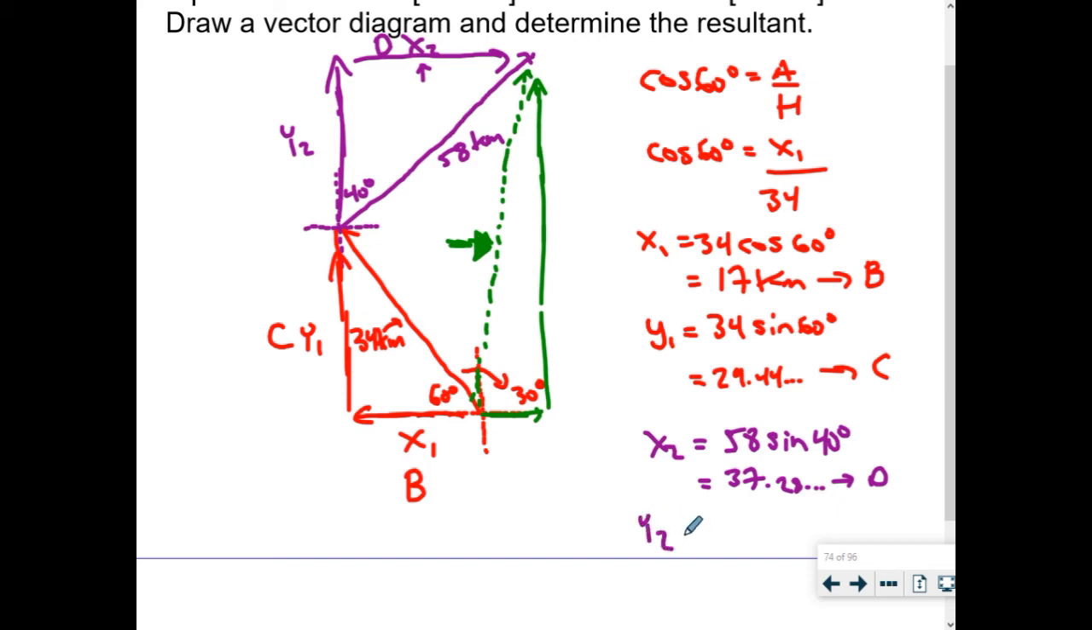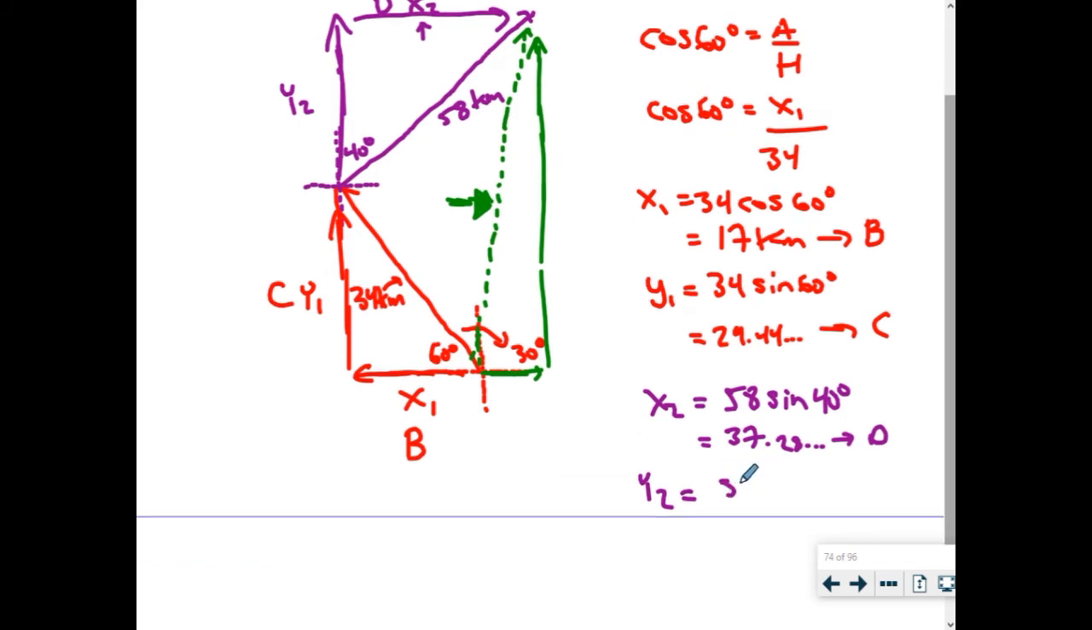And now I'm going to find y2, and y2 is going to be the adjacent, so it's going to be 58 times the cosine of 40. And I'm going to store that as letter E. So 58 cosine 40, and I got 44.43, etc. And again, I'm going to store that as a new letter E. So there's a really big step there.